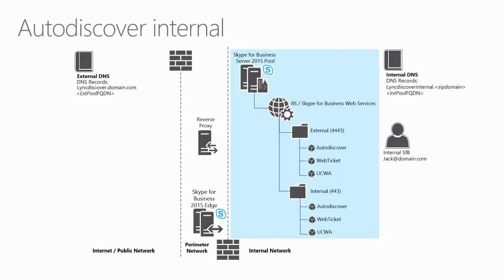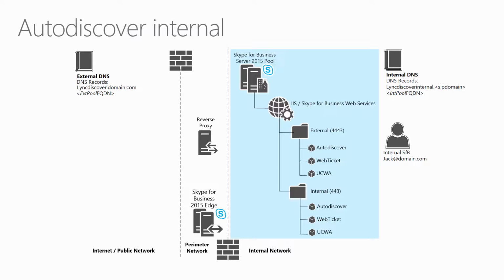So in this first example, we just look at the Autodiscover, how it would work and what it means for signaling. On the very left, you can see the external DNS. Since we're here talking about the internal Autodiscover, we're not really interested in that. But then to the right, you can see the perimeter network having the reverse proxy and the Skype for Business Edge server. And then there's the internal network with our Skype for Business server pool. And on the pool, there is the web service. On the web service, there are actually two services running, the external with 4443 and the internal with 443. And all of them run the Autodiscover, the web ticket, and UCIVA.